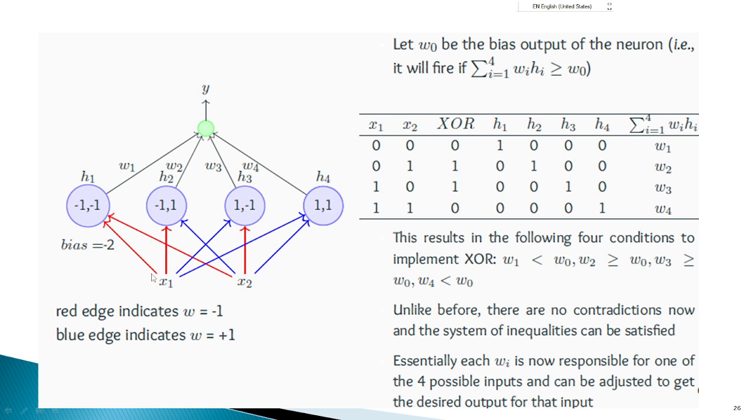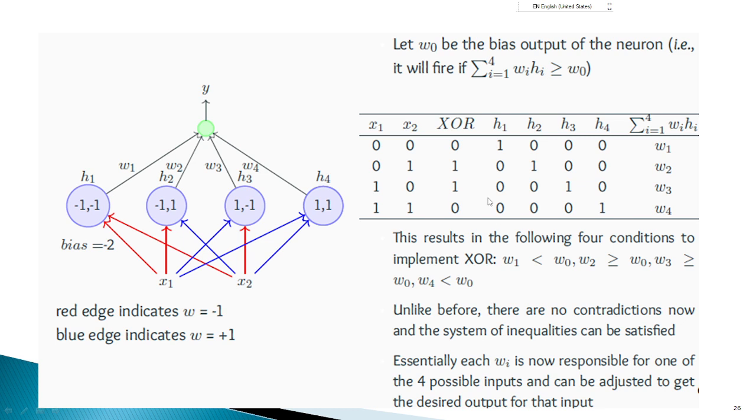So -1 into -1, which is red, is +1, and -1 into -1 is +1. So 1 plus 1 is 2, and the bias is 2. So H1 will be activated and the output is 1 there. What about H2? H2 has red and blue here. For 0, 0, 0 is treated as -1. So -1 into -1 is +1, and -1 into blue, which is +1, is -1. So 1 minus 1 is 0. The bias is 2, so the output will be 0.